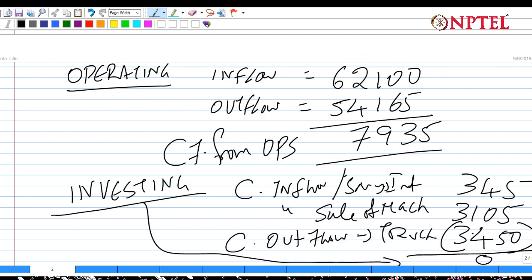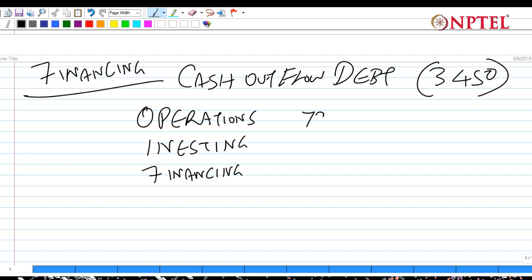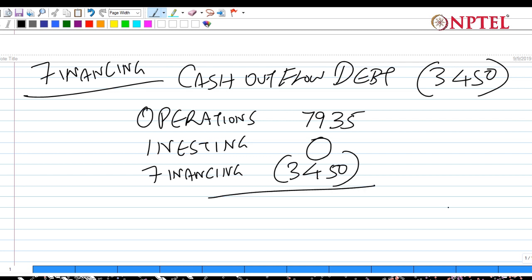Now, let us look at adding these numbers. 7935, basically it is 7935. Investing is 0. This is 3450 negative. So, what is the cash flows out there? 4,489 is the cash flows. 85, is it? Okay, I'm sorry.